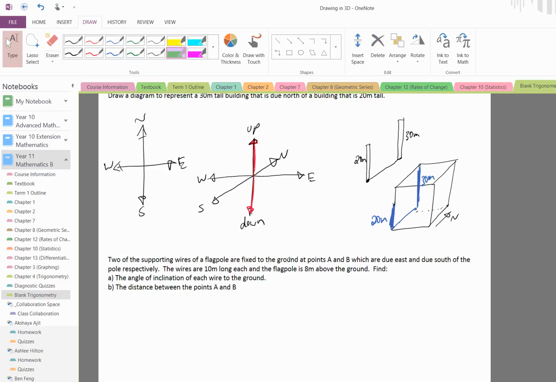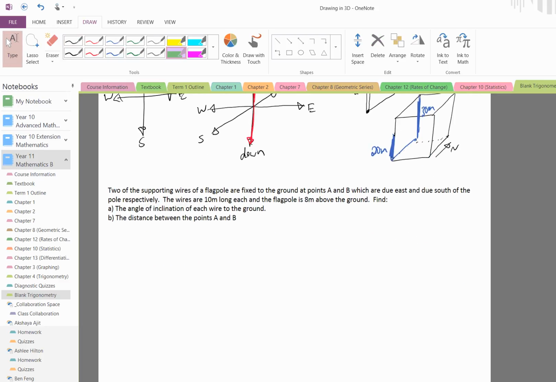Okay, so let's solve a problem using that skill. So read through the problem. Two supporting wires of a flagpole are fixed to the ground at points A and B, which are due east and due south of the pole respectively. The wires are 10 meters long each, and the flagpole is 8 meters above the ground. You've got to find these two things. So I'll start by drawing a diagram. Have a go at drawing the diagram yourself first.